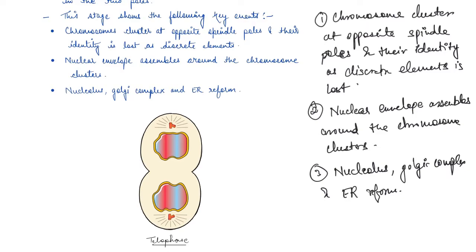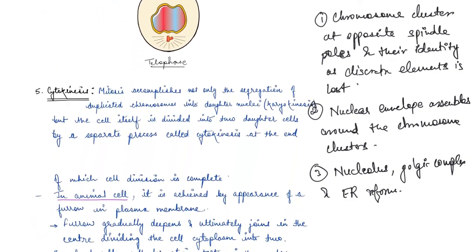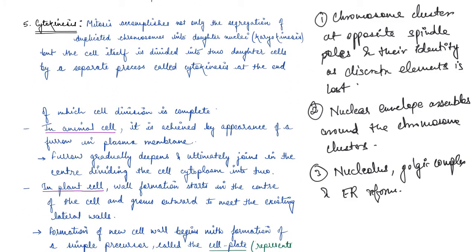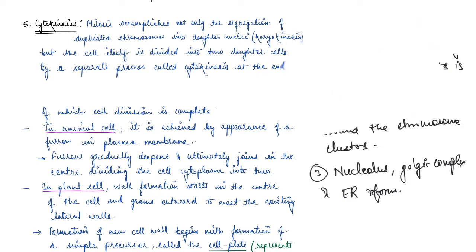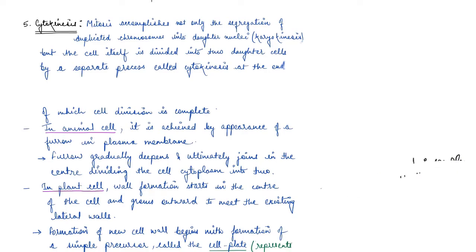Now what happens after that? You see that still the cells are not separate, guys. Still we do not have two different cells. So after this, there is a phase which is cytokinesis. We heard of this word in the previous video as well. Cytokinesis is the division of the cell, right? So cytokinesis happens and because of that the cell divides. So mitosis accomplishes not just the segregation of chromosomes, which is karyokinesis.